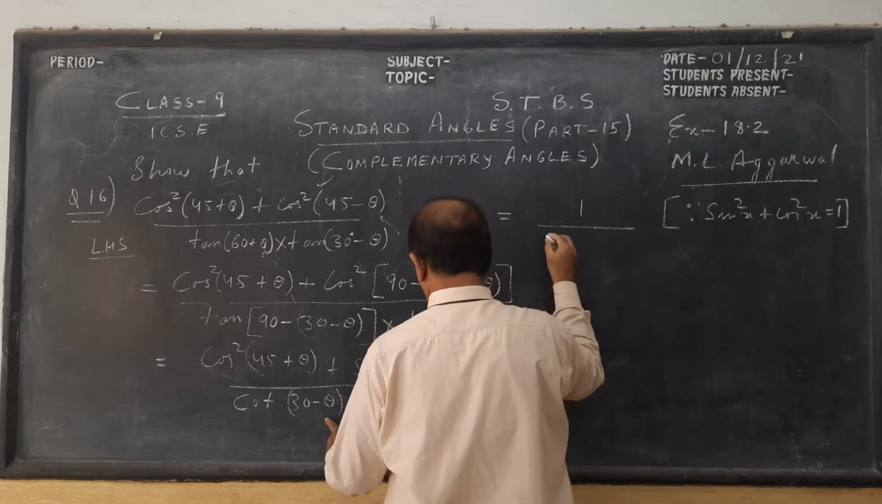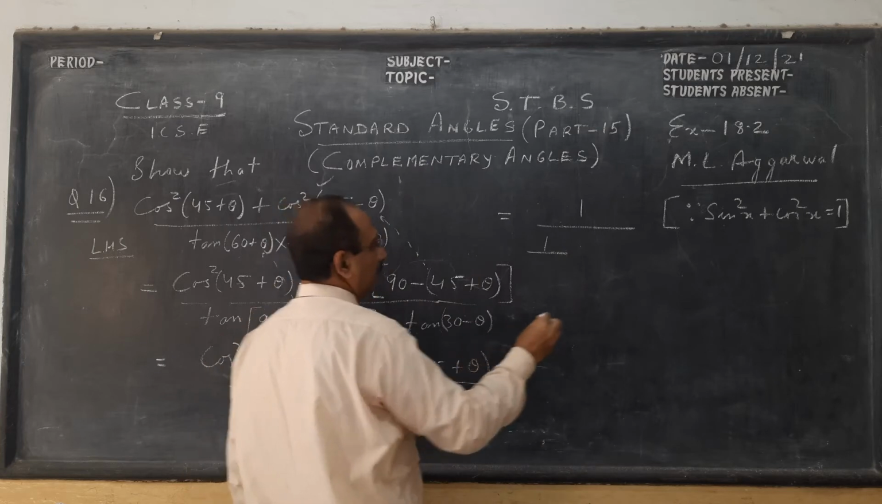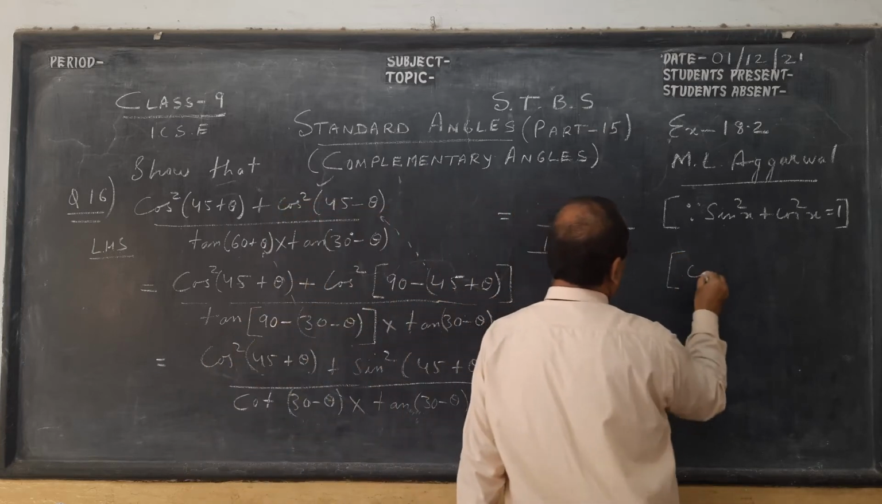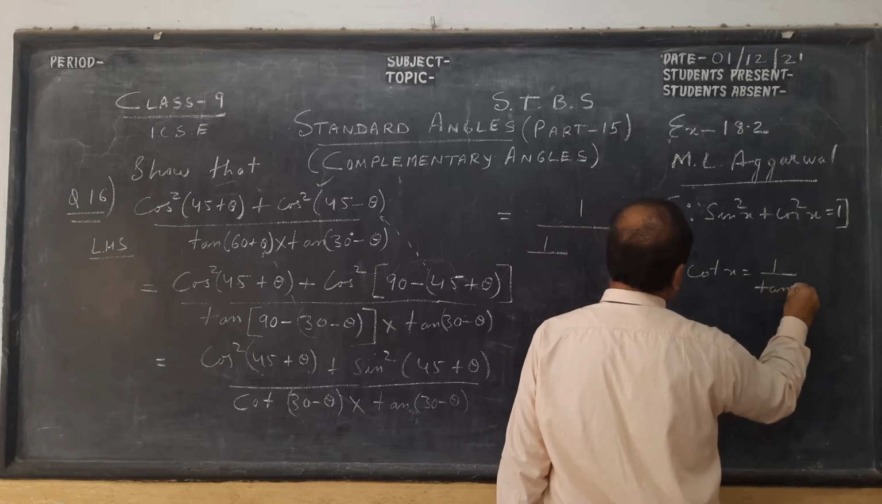Now see here, in the denominator cot, I can write it as 1 by tan. Another thing we know, cot x is 1 by tan x.